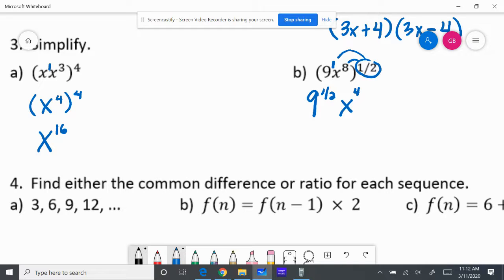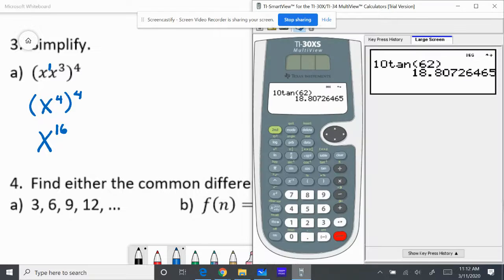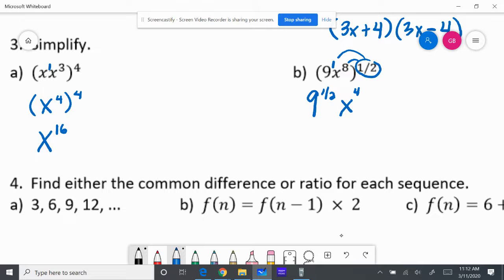Now, if you don't remember what 9 to the 1/2 power is, you could use your calculator. So it's going to be 9, use the caret sign for the exponent, and to enter a fraction, you could click this n over d, and then 1 over 2, enter, and 9 to the power of 1/2, you could see here that it's 3. So this turns into 3x to the fourth.